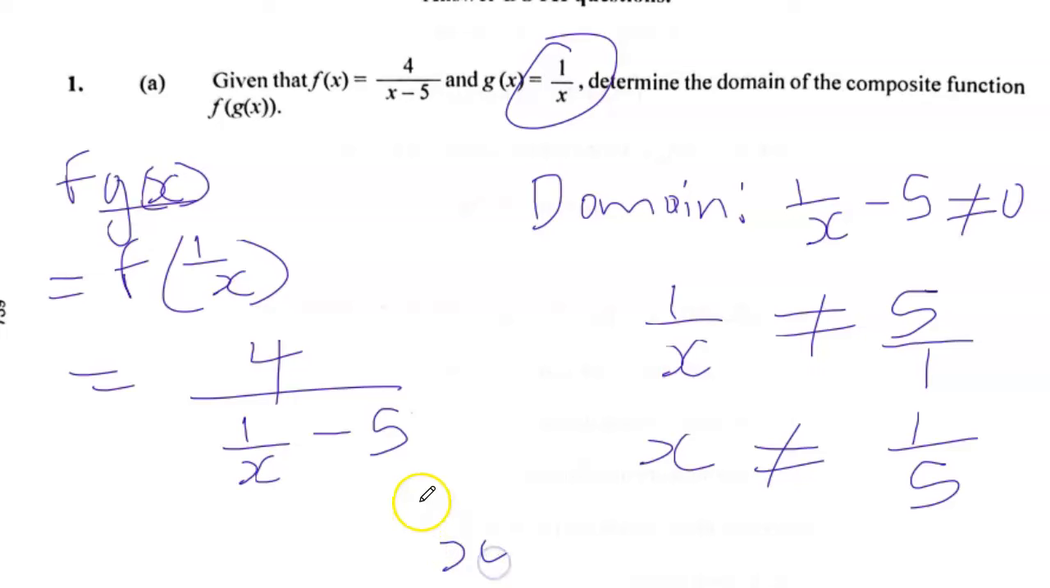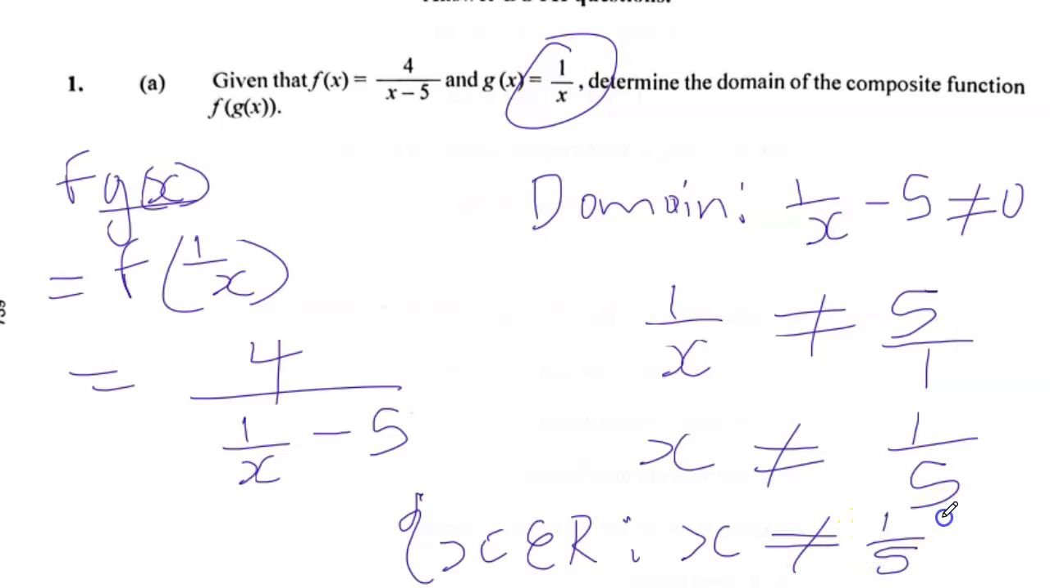x is such that x is a member of the set of real numbers such that x cannot be equal to 1/5. X being equal to 1/5 will end up with the denominator being equal to 0, and that will make the function undefined. Let's move on.